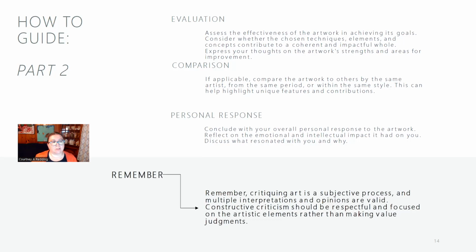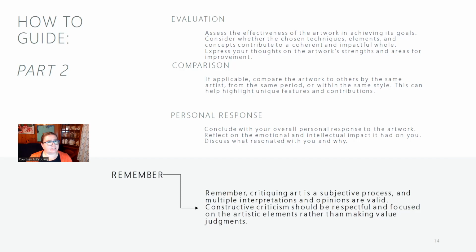And then just your personal response. Just conclude with your overall personal response to that artwork. Reflect on the emotional and the intellectual impact it had on you and discuss why it resonated with you or it didn't. Just a spoiler alert with this.